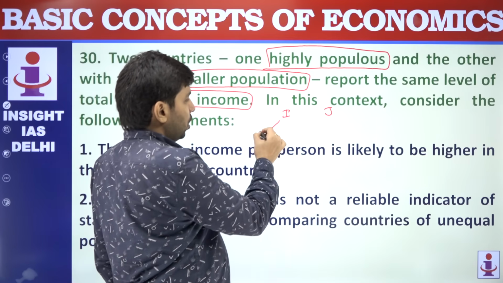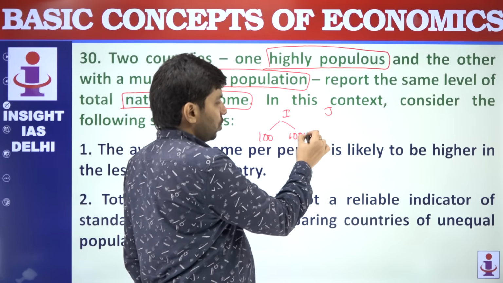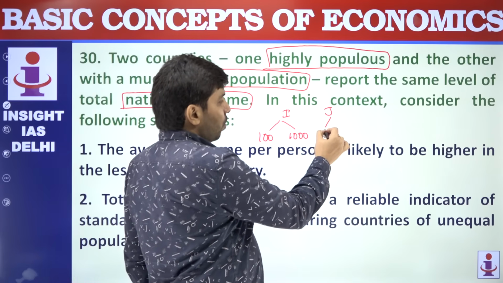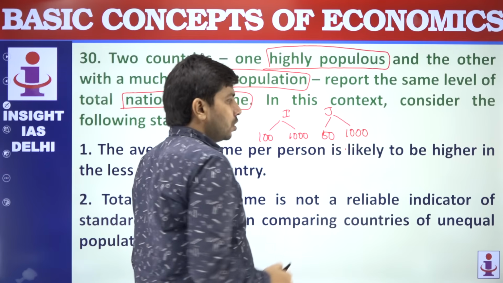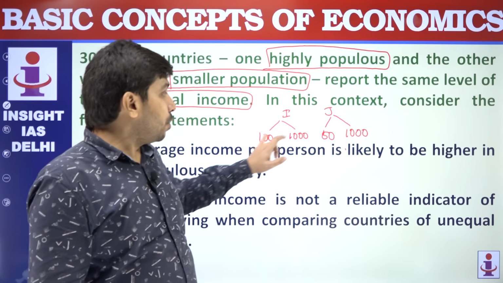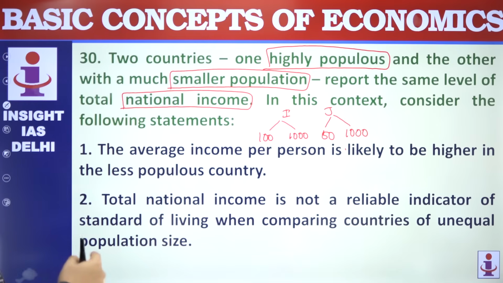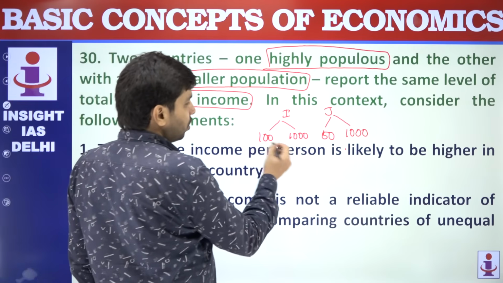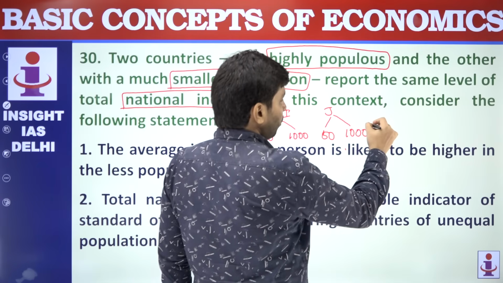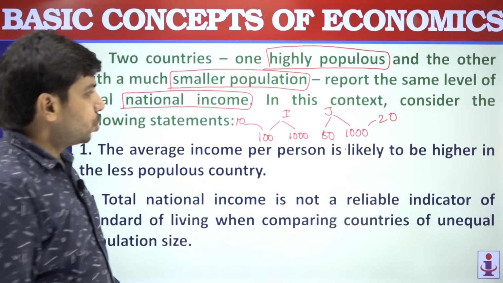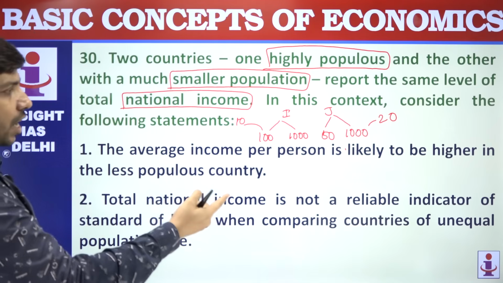India's population is 100 people and India's national income is 1000 rupees. Example: Japan, only 50 people, and Japan's income is also 1000 rupees. So the national income is the same in both countries, but their population is different. India has 100, Japan has 50 people. Let's see the statement. The average income per person is likely to be higher in the less populous country. So what will be the average income here? Very basic math. Divide 1000 by 100, average income will be 10. Divide 1000 by 50, average income will be 20. Right? So the average income in the less populous country is higher than in the more populous country.